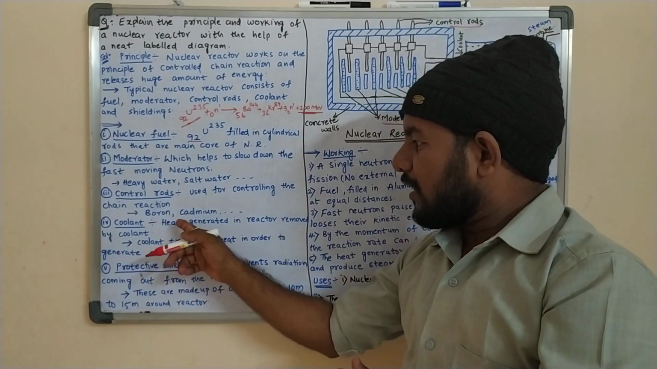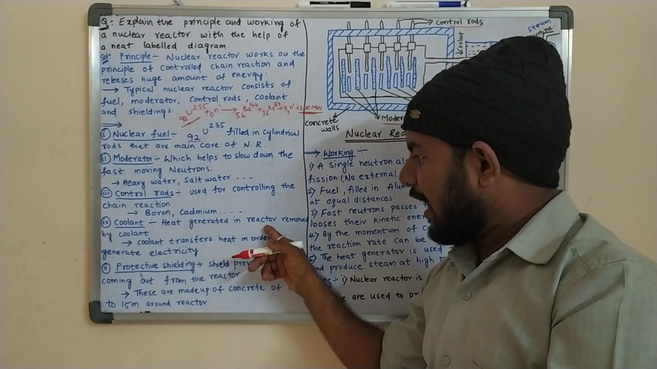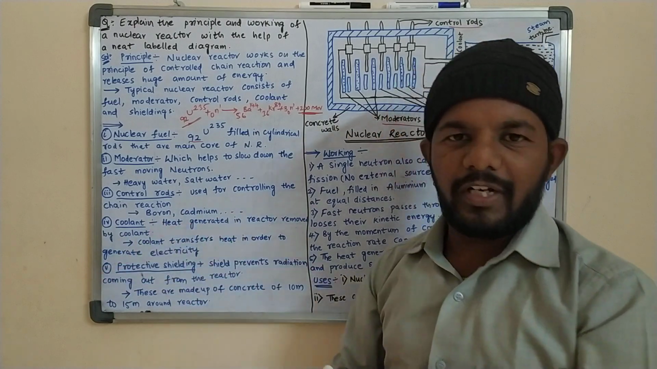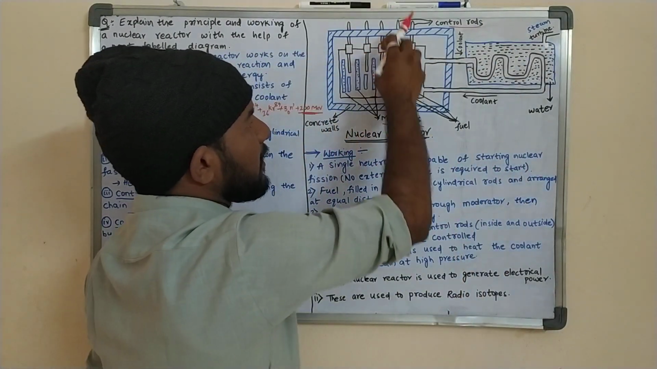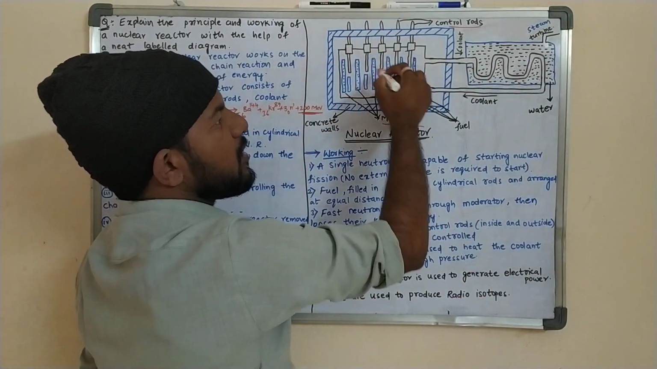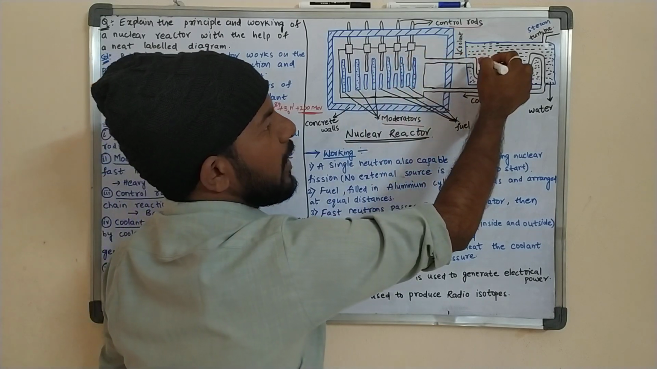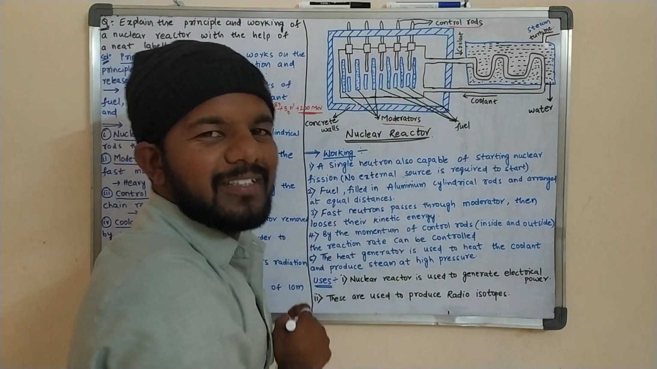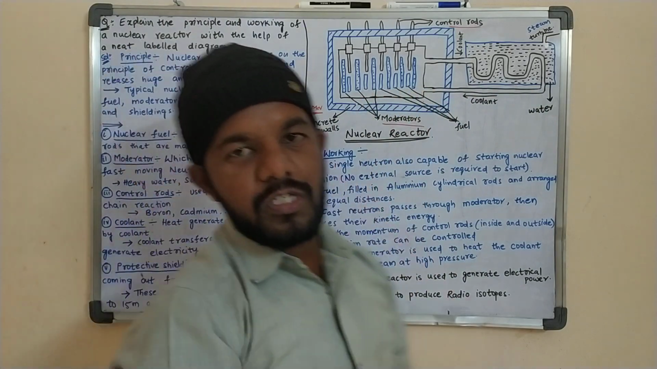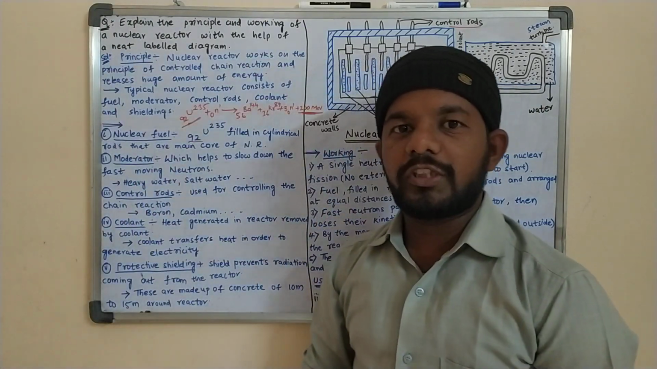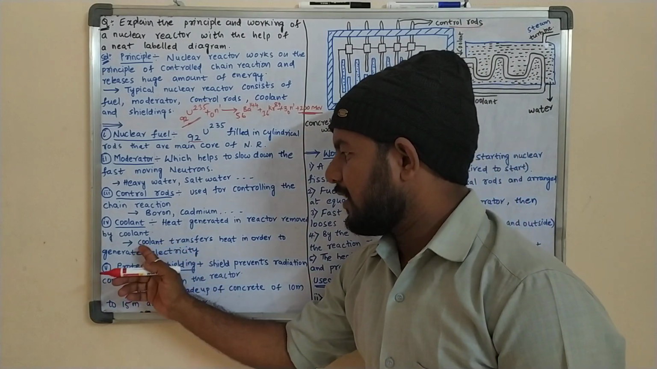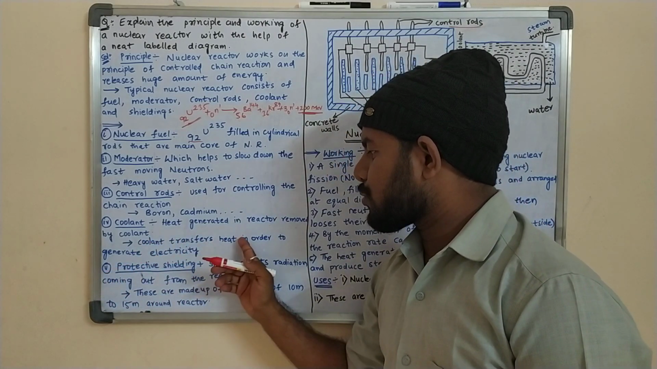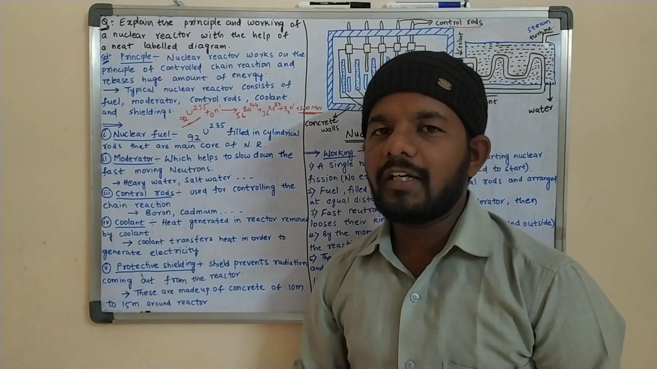And coolant. The heat generated in the reactor is removed by the coolant. So in this reactor, heat is generated, no? This heat is removed by the coolant, which then cools down and comes back again. The coolant process is a crucial part. And next, the coolant transfers heat in order to generate electricity.